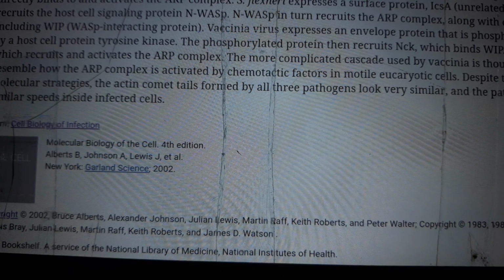The more complicated cascade used by vaccinia is thought to closely resemble how the ARP complex is activated by chemoattractant factors in motile eukaryotic cells. Despite these distinct molecular strategies, the actin comet tail is formed by all three pathogens. The pathogens move at similar speeds inside infected cells.